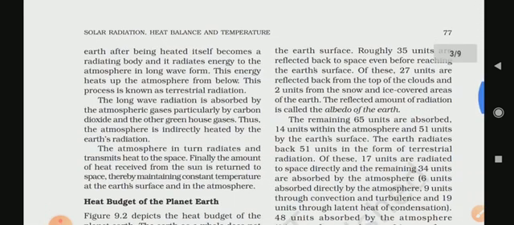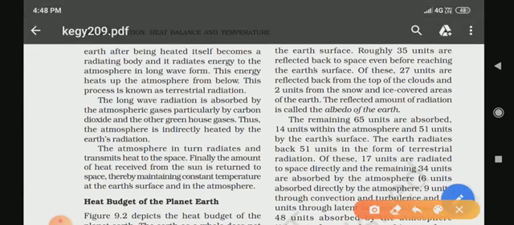Now I'll show you through a diagram. This is the sun, and this is our earth. Here we can see the vertical sun rays of insolation, and this is slant rays. Now how does it affect the earth? What will happen here?